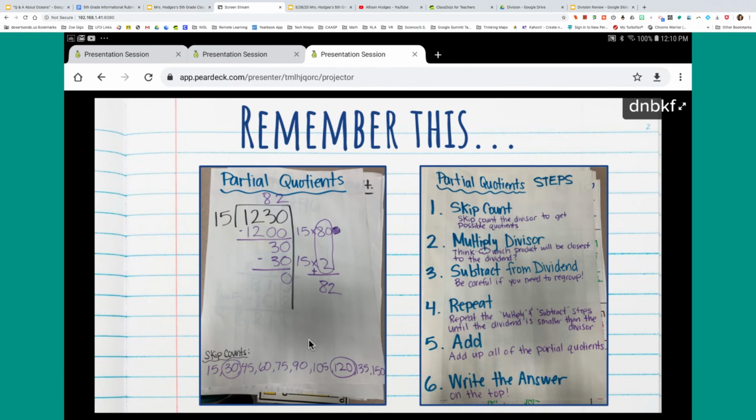Hold on one second. Yeah, so 15 times 80 is 120. That's why we have that one circled down there. Sorry about that. So 15 times 80 would give us 1,200. So we subtract that. And then we just have 2 more groups of 15, which gives us 30. We're at 0 here. And then we're going to add up all these partial quotients. 80 plus 2 is 82, and that's why we have 82 as our final answer. Sorry about that confusion in the beginning.